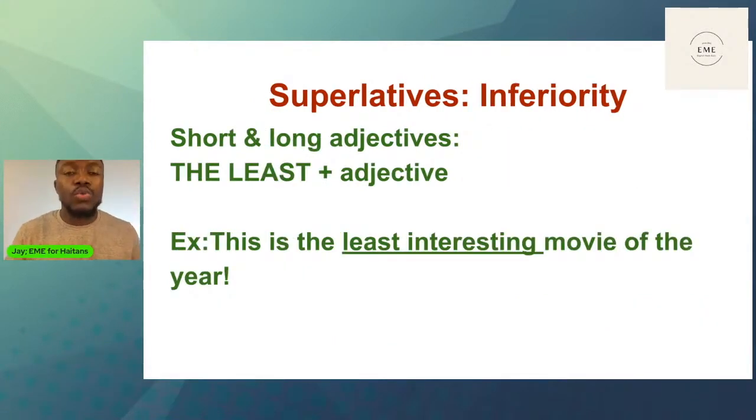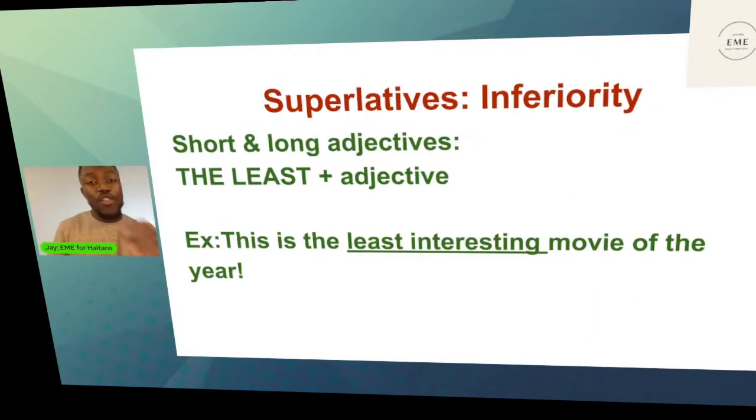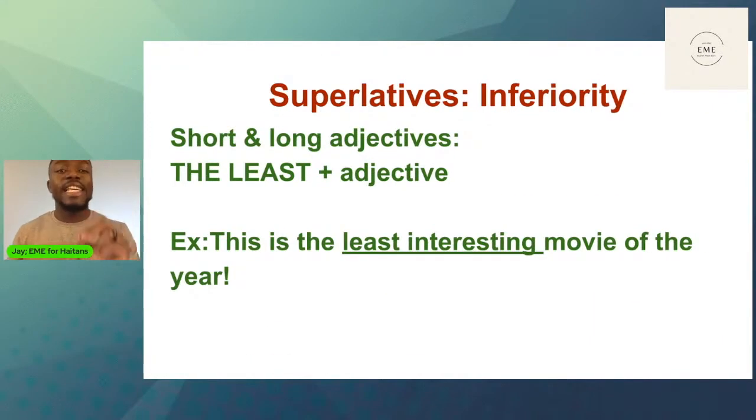Superlative inferiority. Nous sommes tous superlatifs pour supérieur, qu'on y a là, on est superlatif pour inférieur. Pour inférieur, on mettait the least devant adjectif là. Whether the adjective is short or long, you need the least plus the adjective. Par exemple, this is the least interesting movie of the year. The least interesting. Moins intéressant.